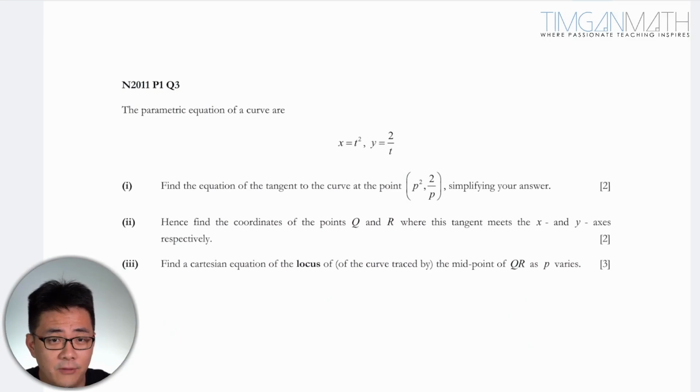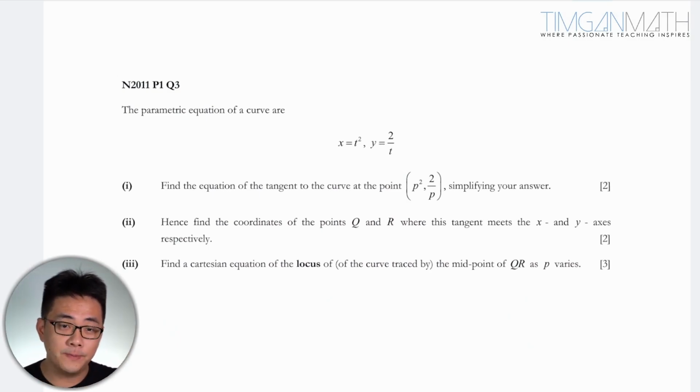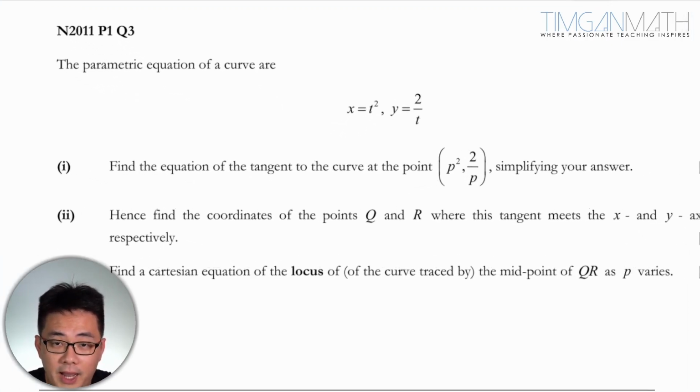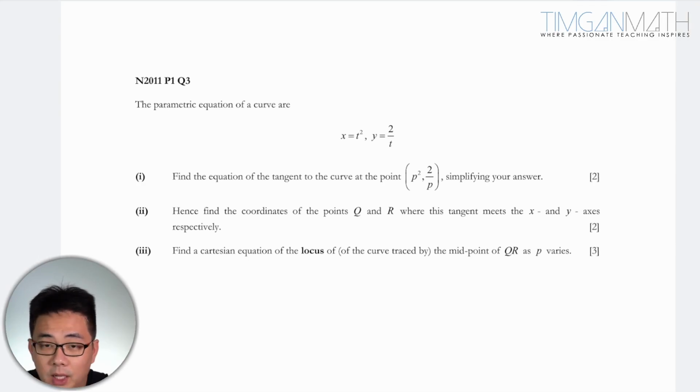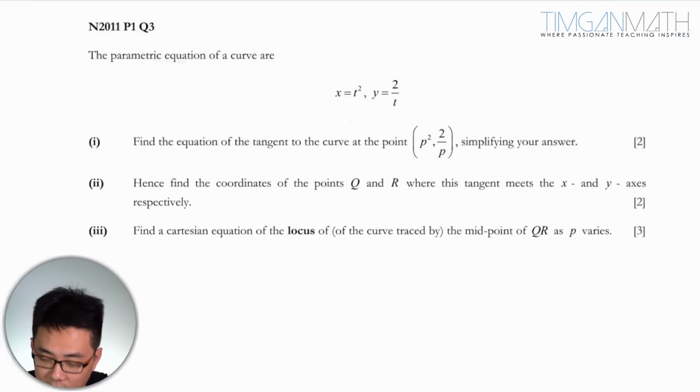Hi students, let's look at this question, which was taken from the year 2011, paper 1 question 3 of the A-level H2 mathematics paper. This question is on parametric equations. The parametric equations of the curve are x equals t squared and y equals 2 over t. We are told to find the equation of the tangent to the curve at this point, simplifying our answer.